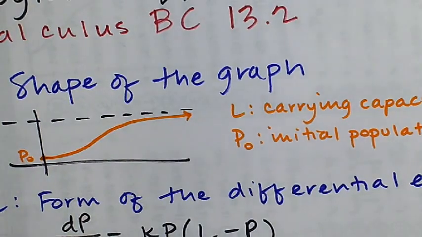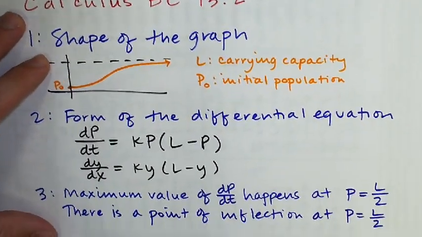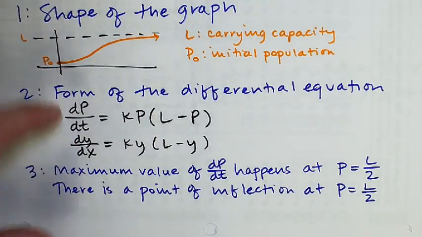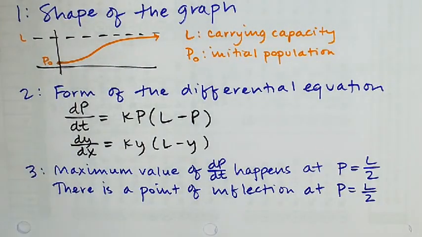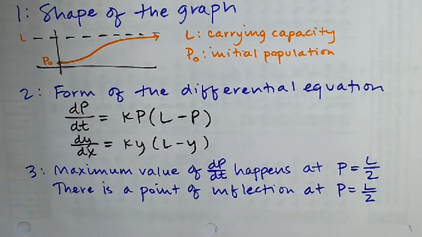We need to know the shape of the graph. We need to know the form of the differential equation. We need to know the special thing about what happens at half the carrying capacity. It's maximum growth rate and a point of inflection. And I'm telling you, the questions that they ask on the BC exam about logistic differential equations are very easy, but this is one of the deepest topics that we touch on in this course. And the study of differential equations and their relationships to the real world is a really, really nice field of study of mathematics, and it's one of the ones that I like the best.